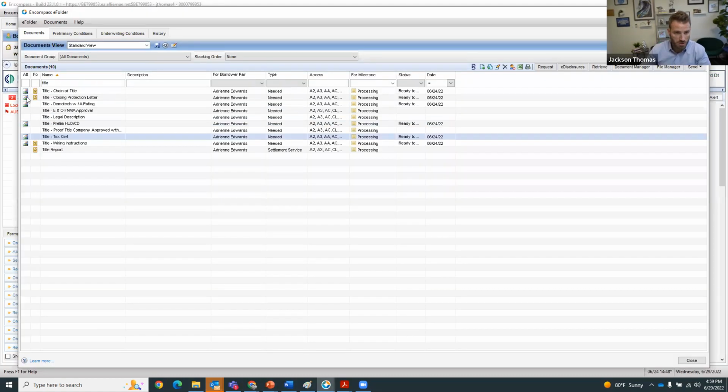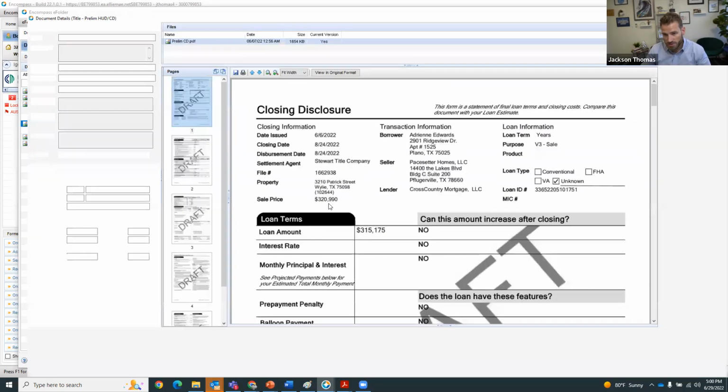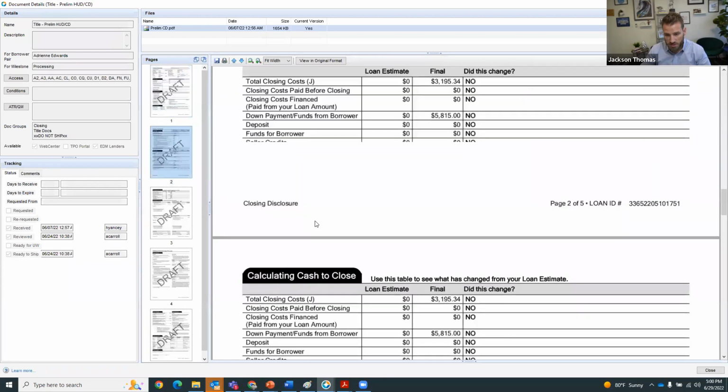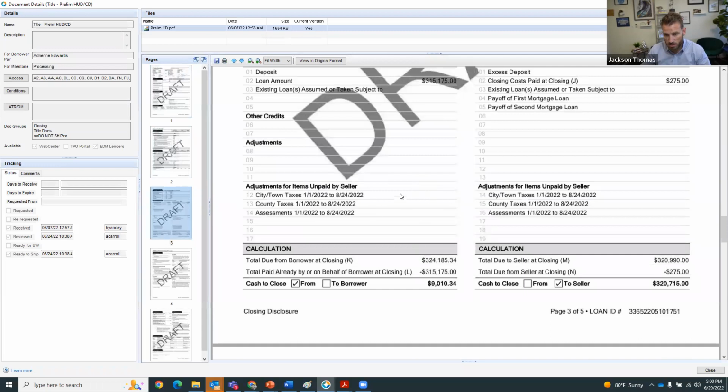Then what's going to happen is you're going to wait till we get the title CD. So this is where the processors come in, with the prelim CD. Normally, and this is a different example, you would take the title CD, scroll down to the bottom of page 3, and you would see this amount here. There should be a tax amount. In this scenario, there's not yet. So we're going to wait for the title company to send us that actual breakdown.